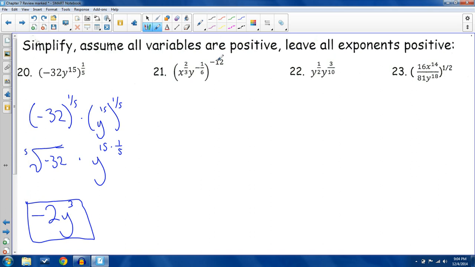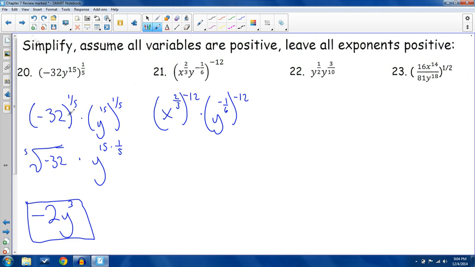Okay, negative 12. Now people can do this two different ways. I'm not going to do both, I'll just do one. I'm going to just distribute this in. I did say when in doubt, make things positive first, like the exponent, but then you're dealing with fractions within fractions, and I'd rather deal with other stuff first. Distribute the negative 12 into the x to the 2/3. So that's x to the 2/3 to the negative 12 power times y to the negative 1/6 to the negative 12 power. Remember, these get multiplied.